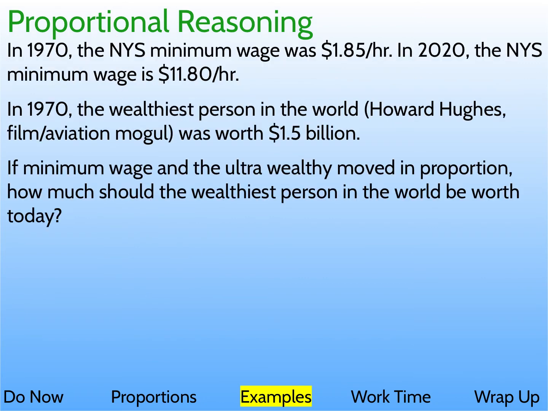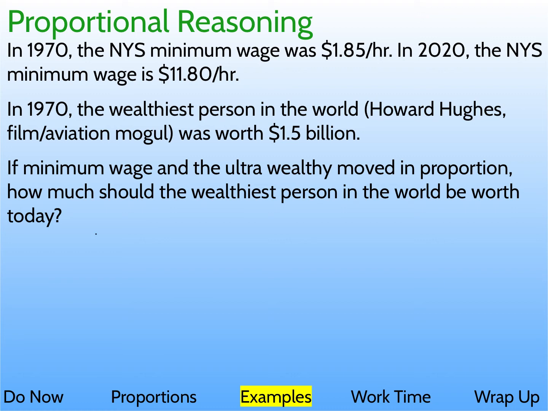Okay, so this problem we're going to attack in the same exact way. It looks at the New York State minimum wage in 1970, which was $1.85 an hour. And in 2020, the New York State minimum wage is $11.80 an hour. In 1970, the wealthiest person in the world was worth $1.5 billion. We want to see if these move in proportion, minimum wage and the ultra-wealthy people, then how much should the wealthiest person in the world be worth today?